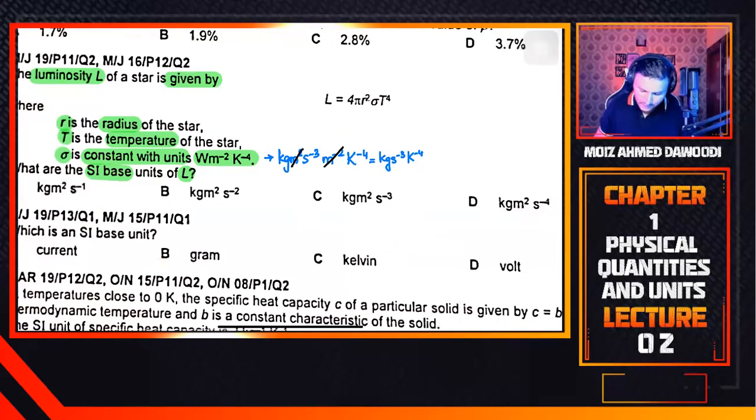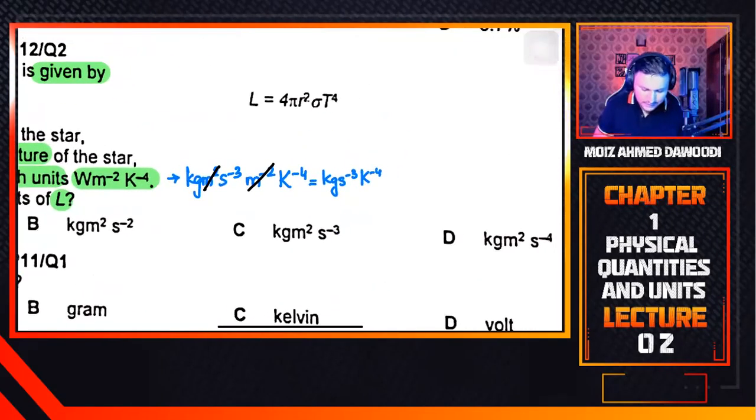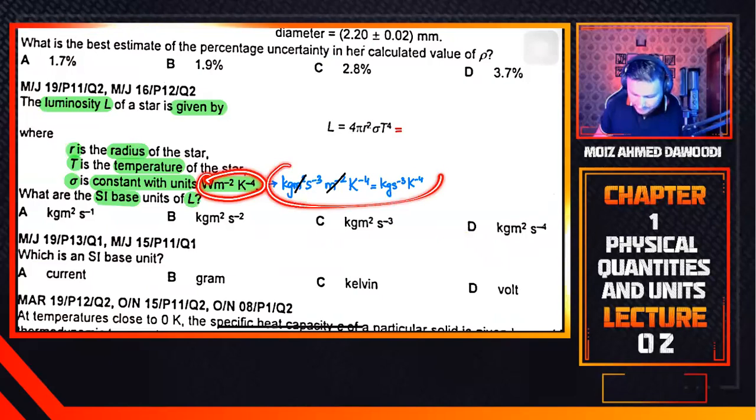Now, what are the SI base units of L? Let's put all the things in the equation of luminosity. Sir, you did not multiply four pi and the radius? Sorry, beta, you ask if I did not multiply the radius? No. What I have done just now is only simplify this.